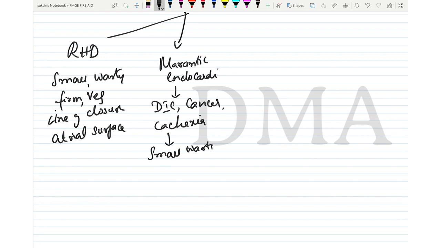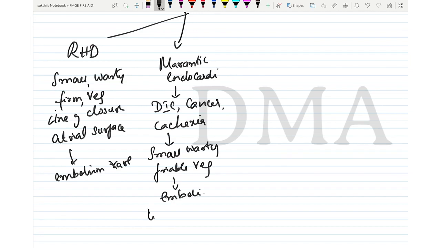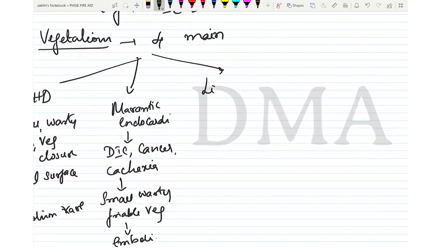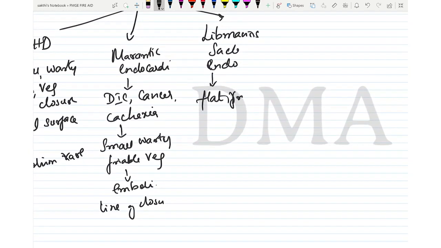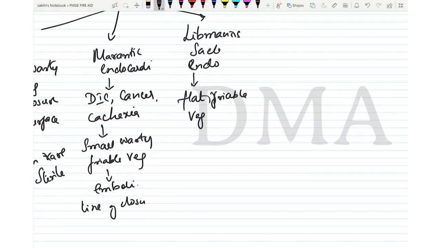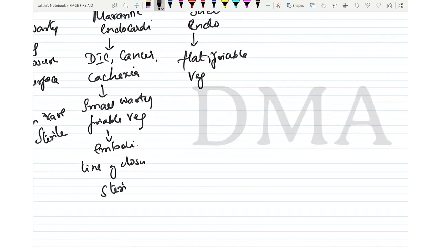The next vegetations we can see is Libman-Sacks endocarditis, where you have flat, friable vegetations. See, these are all sterile vegetations. RHD vegetations are sterile, marantic vegetations are sterile, and Libman-Sacks endocarditis vegetations are sterile. That means they don't carry any microorganisms. Here the vegetations are seen on both sides of the valves. Okay, very commonly seen in patients with systemic lupus erythematosus.